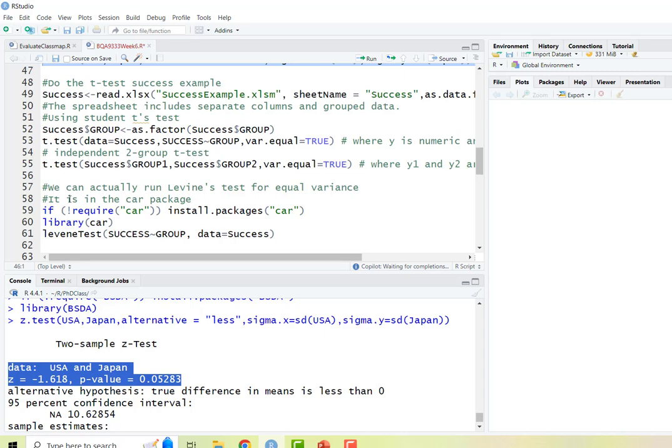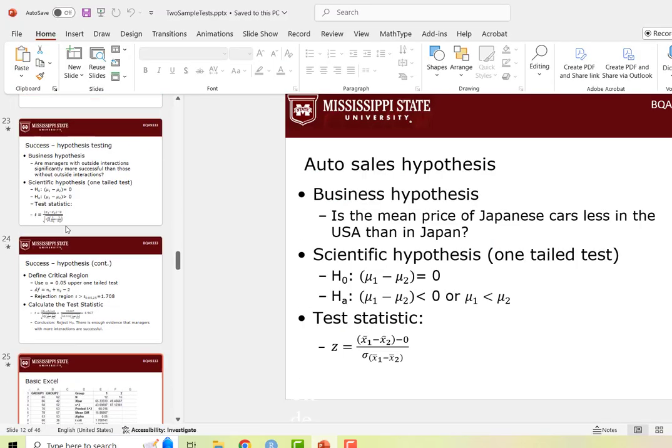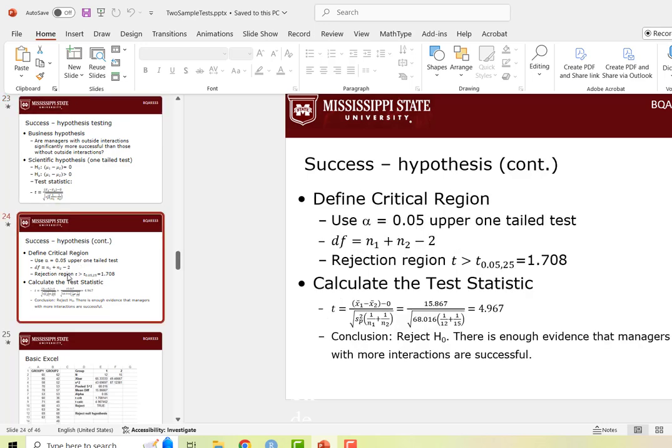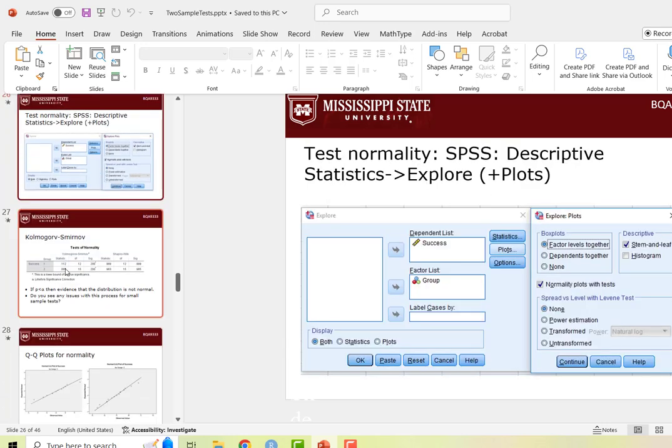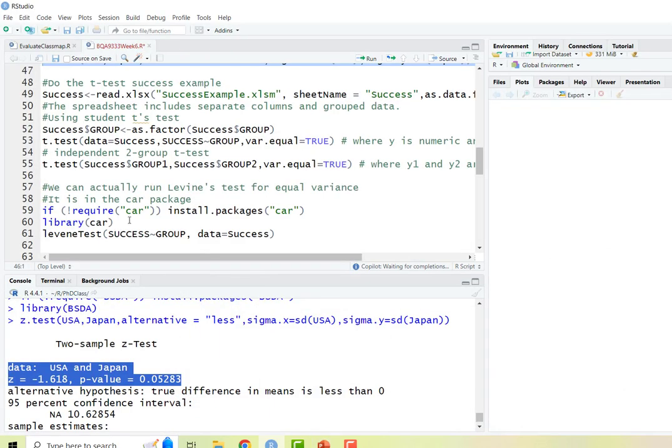Okay, so let's move on to the success data. This is very, very simple. This is the management successes, and let's remember we did this in SPSS. So let's look at our SPSS results. In SPSS, we basically did the Levene test. And because we failed to reject, we said the variances are equal, so we did the Student t-test rather than the Welch's t-test. So we're going to do the same here with our success data.